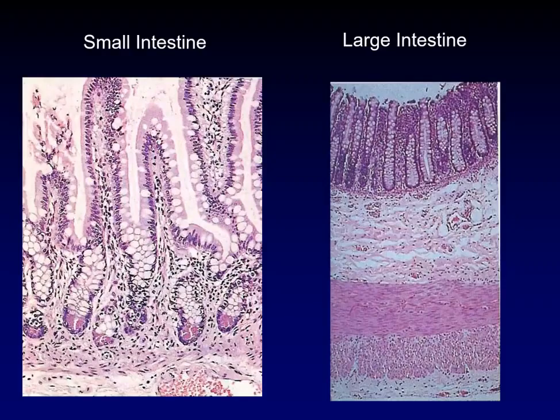The first slide is just a review of normal histology. In the small intestine at the left you can see villi, some cells in the lamina propria and some goblet cells, and then at the bottom the muscularis mucosa. The colon on the right, this is a lower magnification, but you see that there are no villi. The crypts are longer and more uniform. There is a very thin muscularis mucosa, submucosa, muscularis propria, and down at the bottom here, the subserosa.